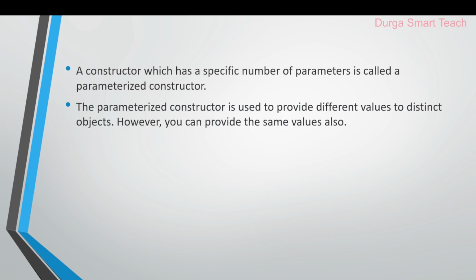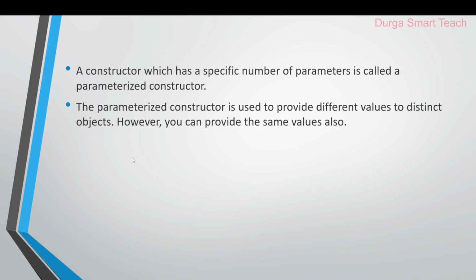A constructor which has a specific number of parameters is called a parameterized constructor. Parameters are nothing but arguments, the inputs to the function. So the constructor which contains parameters, or arguments, is known as a parameterized constructor. The constructor which does not have any parameters is known as the default constructor. A parameterized constructor is used to provide different values to distinct objects.